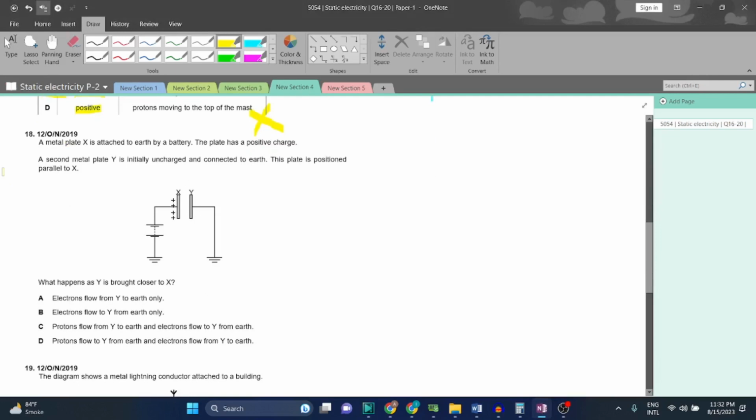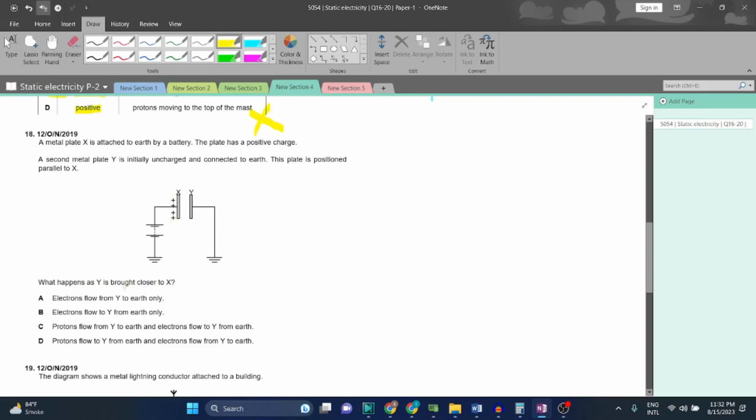Question 18. A metal plate X is attached to Earth by a battery. The plate has a positive charge. A second metal plate Y is initially uncharged and connected to Earth. The plate is positioned parallel to X. They are parallel, okay? What happens to Y as Y is brought closer to X? Acha, X is positively charged, as we all know.